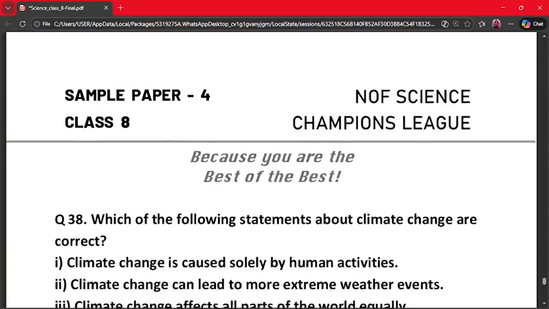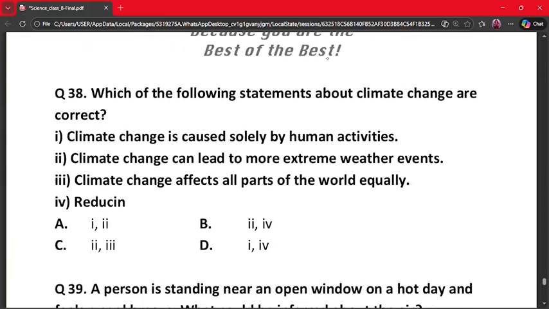Our next question is question number 38. Which of the following statements about climate change are correct? Climate change is caused solely by human activities. Climate change can lead to more extreme weather events. Climate change affects all parts of the world equally. And D. Reducing.